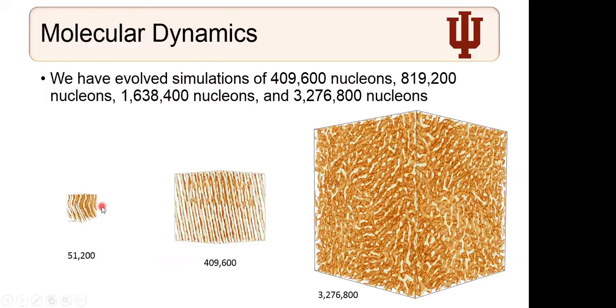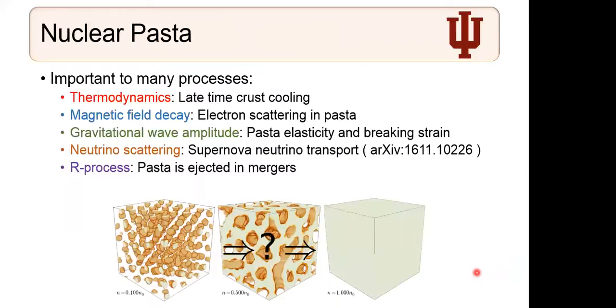50,000 is normal for us. We have done simulations with hundreds of thousands, even up to 3 million particles. We hope to describe these soon and have an article out on them. But we're very proud of the fact that this is the largest simulation of its type ever done of nuclear pasta. And nuclear pasta is important to many processes.